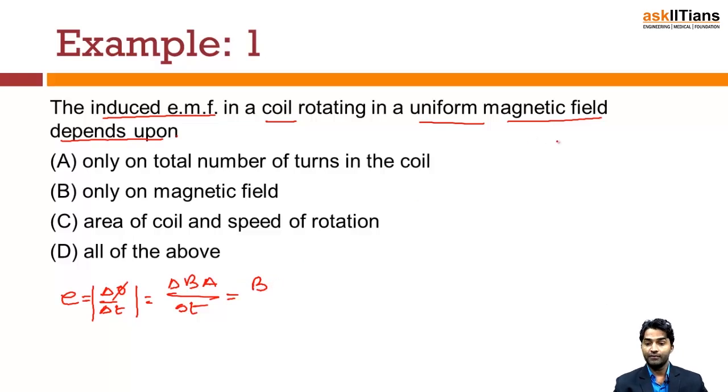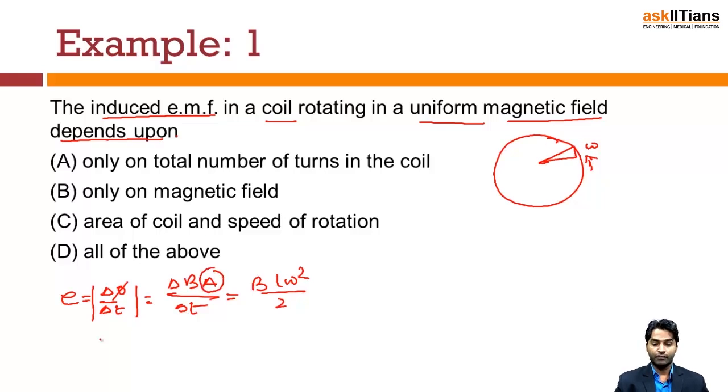So we know that if we consider a coil rotating in a uniform magnetic field with a certain angular velocity omega, the area swept is equal to (1/2) l squared omega, or something like that. Simply we can find out the area swept. So finally we are getting that EMF depends on the number of turns, also the magnetic field strength, also the area.